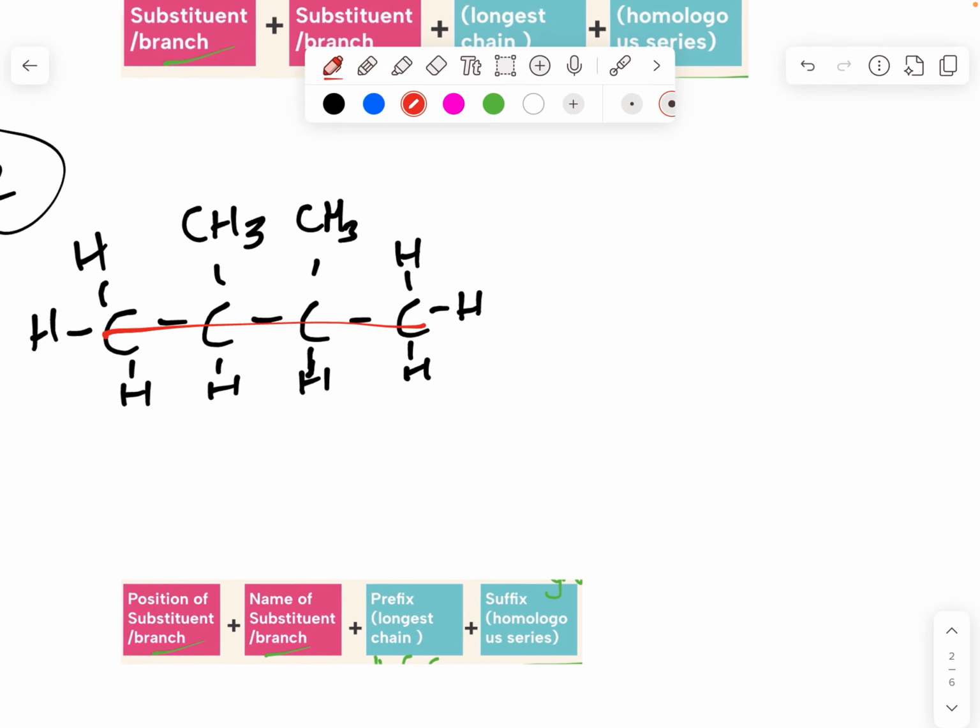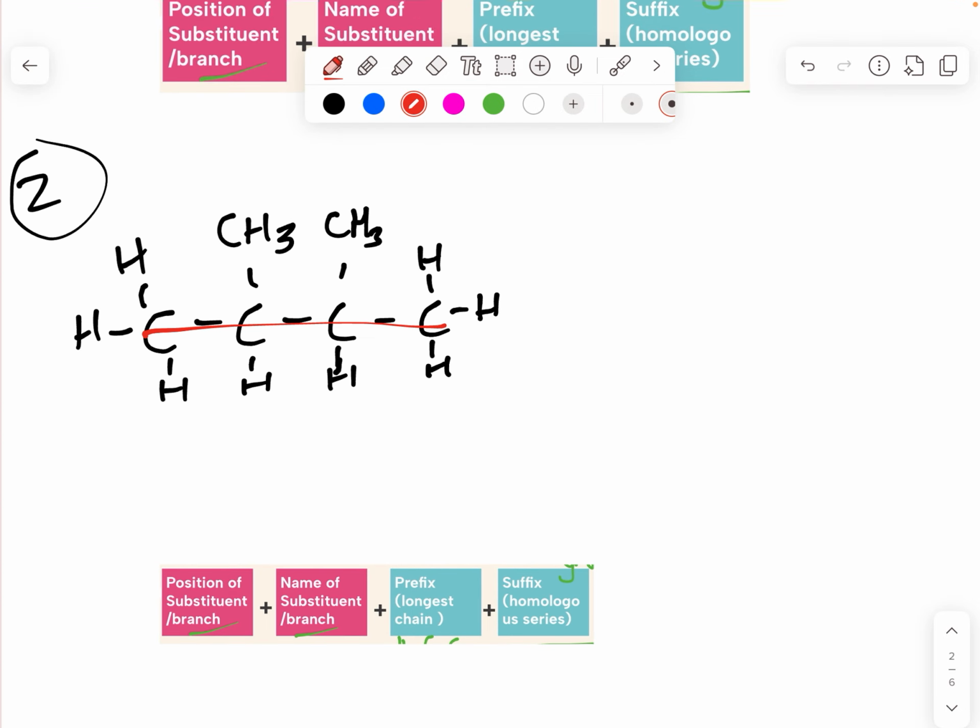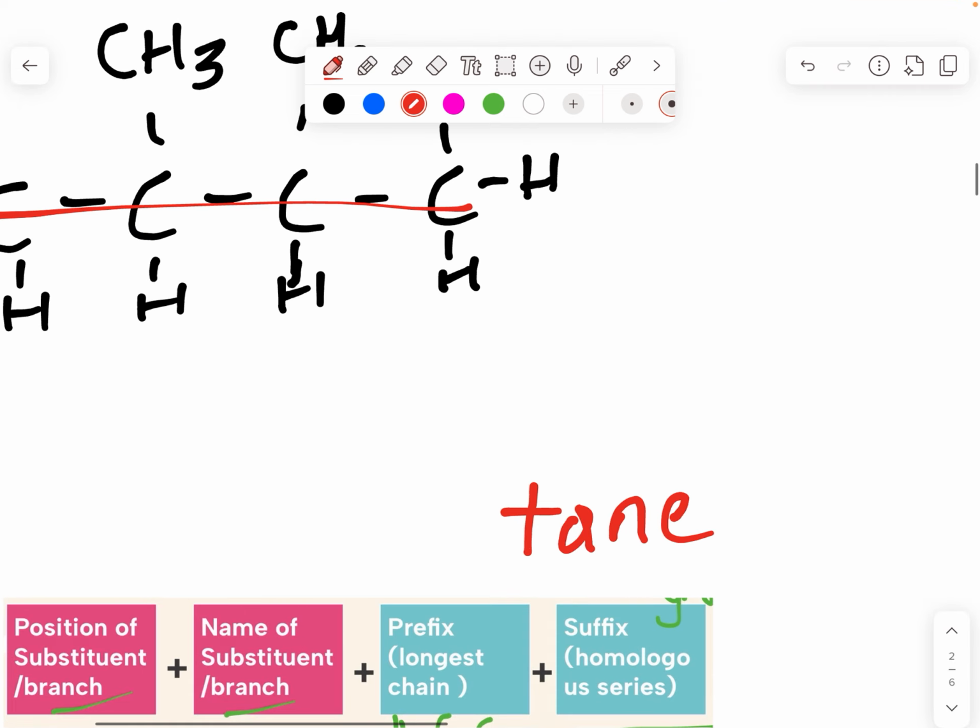Next we do our suffix. Suffix is our functional group. We're only seeing C single bond C as a part of our longest continuous carbon chain. So it's alkane, it's -ane. And for the prefix, that's based on the longest continuous carbon chain. We have 4 carbons. 4 carbons is but.